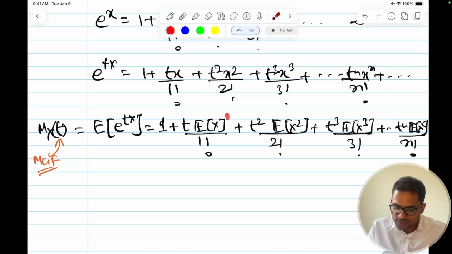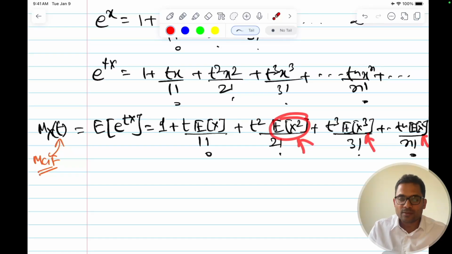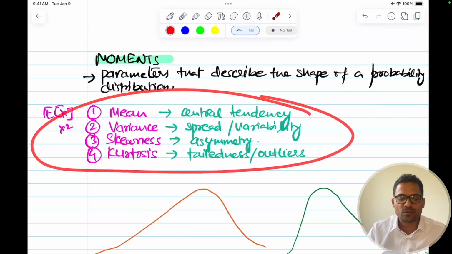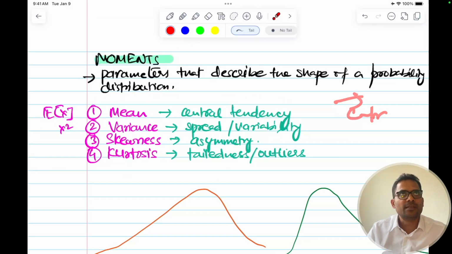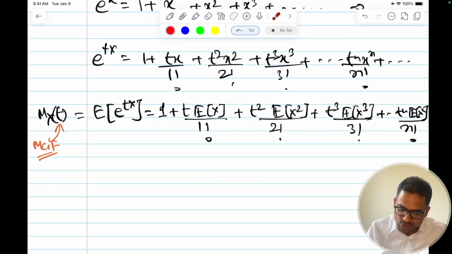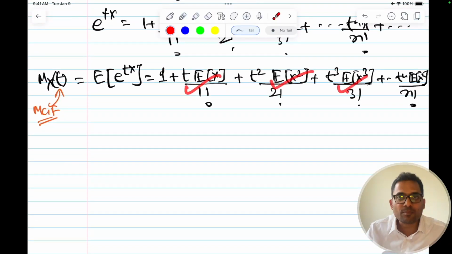Now do you see what this is? This is my mean. This is my first moment. X square, second moment, x cube, third moment, x power 4, fourth moment. So whatever we are talking about these moments, these are the raw moments that we are talking about. There are other kinds of moments also, central moment, standardized moment, etc. So don't worry about those, but understand this. The first power of x is mean, second power is variance, third power is skewness and all. So each of these terms are my moments.